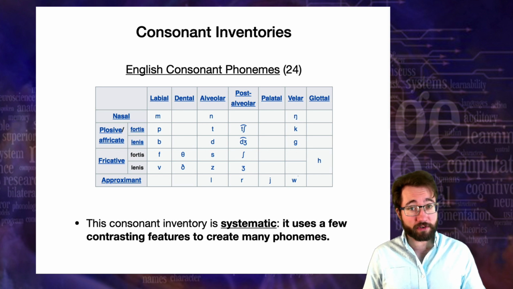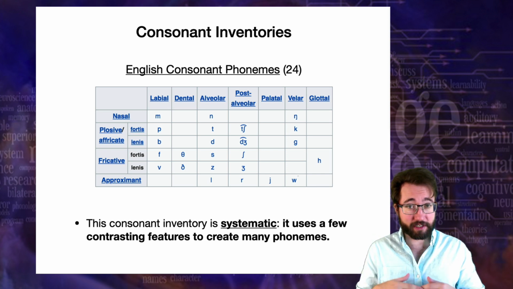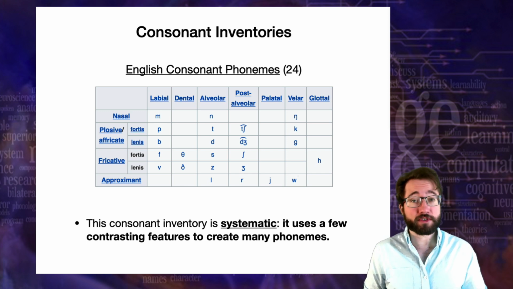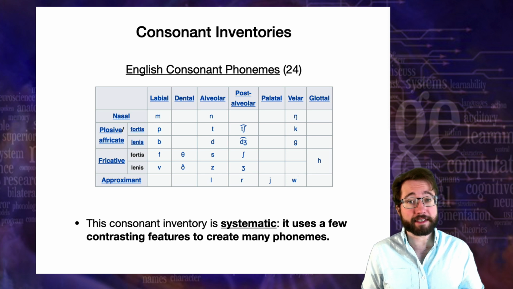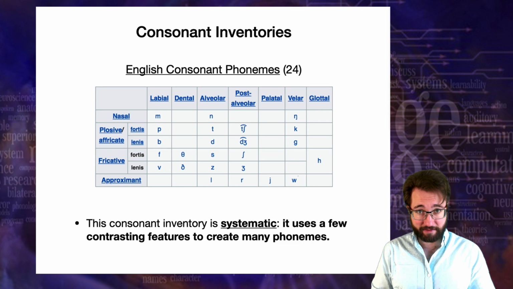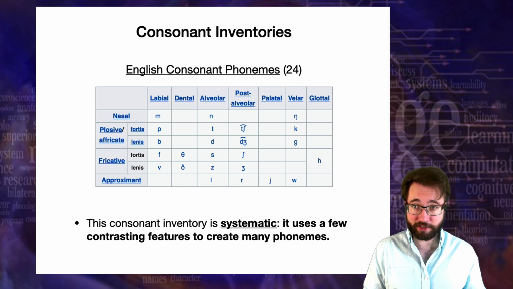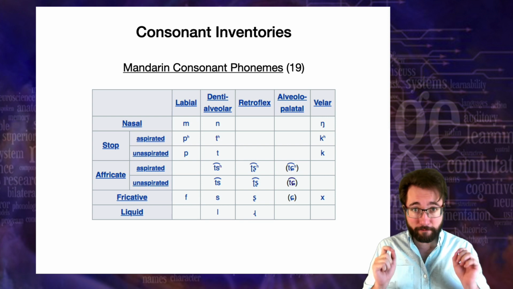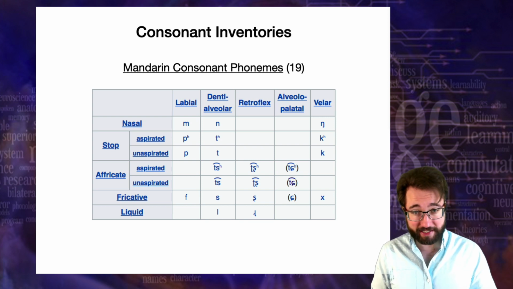It uses a few contrasting features, in this case, a few different places of articulation, a few different manners of articulation, and just two voicing states. It uses that small set of features to create many phonemes. So that's the English consonant inventory. Now let's look at another language. This is the consonant inventory of phonemes for Mandarin Chinese.